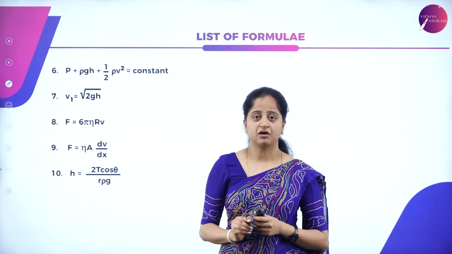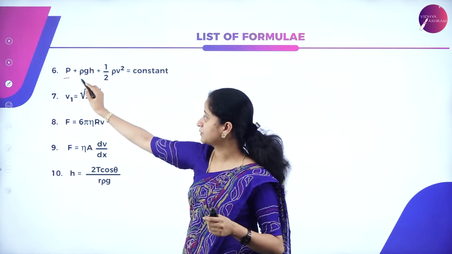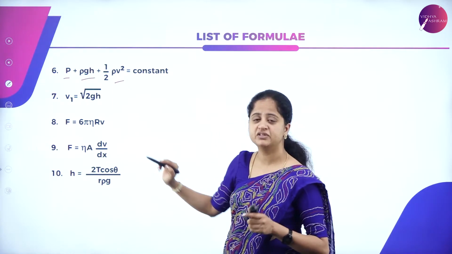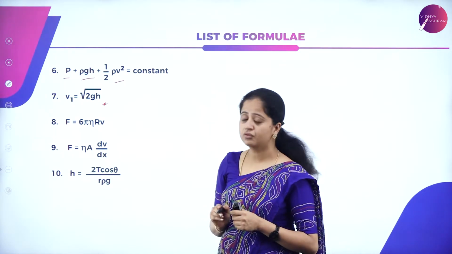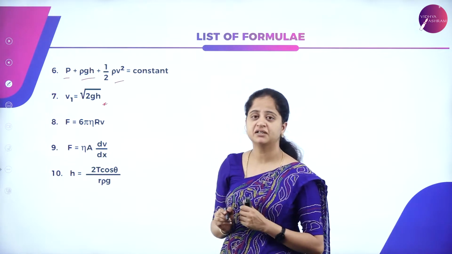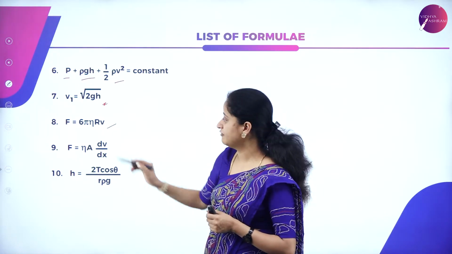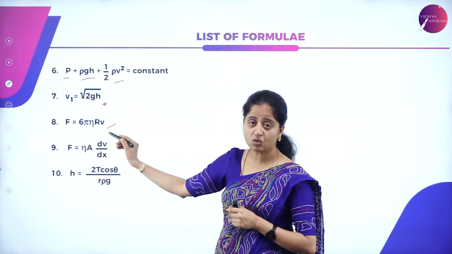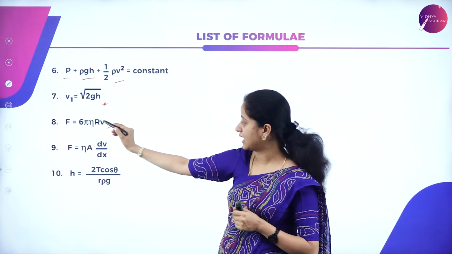We have discussed Bernoulli's principle, which is nothing but the sum of pressure plus potential energy per unit volume plus kinetic energy per unit volume, which remains constant. And also we have v is equal to root of 2gh, which is the speed of efflux, given by Torricelli's law. And F is equal to 6 pi eta Rv is the Stokes law. The force is equal to 6 pi eta Rv.